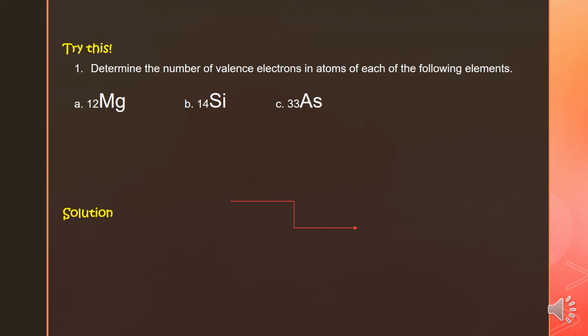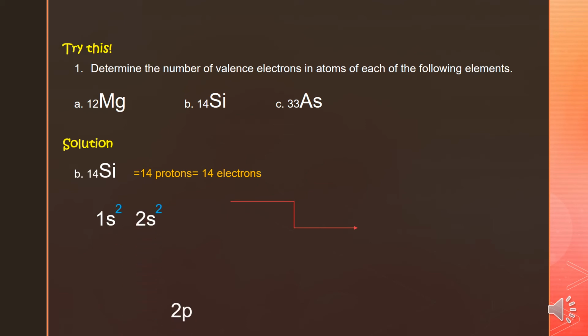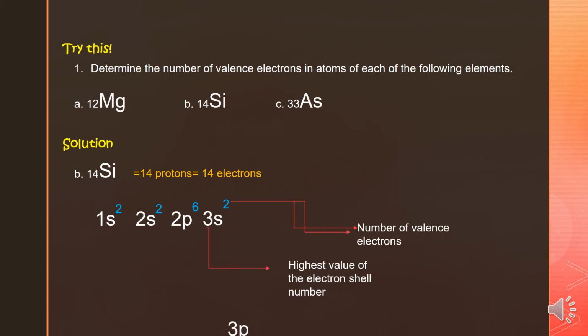Okay, how about for silicon? Silicon here has 14 protons, which is also equal to 14 electrons. Since this is an atom, the electron configuration would be 1s2, 2s2, 2p6, 3s2, and 3p2. Take note that electrons in two different subshells can simultaneously be valence electrons.